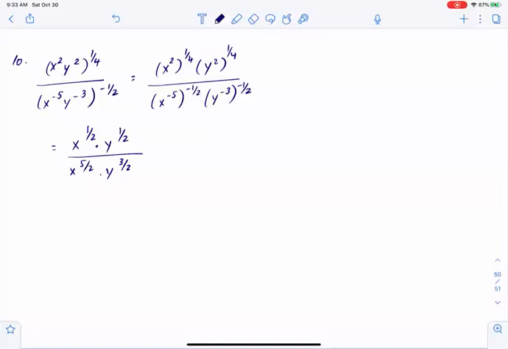We can move all terms from the numerator to the denominator, because we will get positive exponents that way. The denominator exponents are bigger than the numerator exponents, and since we want positive exponents, I'm going to move all of them to the denominator. So x raised to 5 over 2 times x raised to negative 1 over 2. y raised to 3 over 2 times y raised to negative 1 over 2.